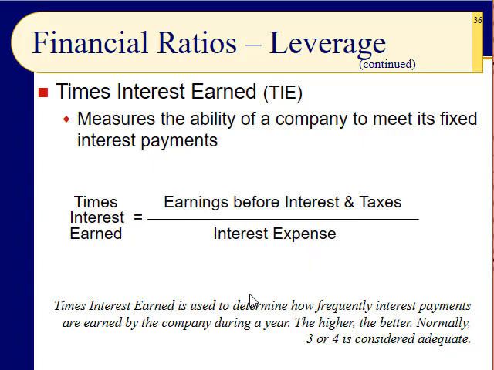Now, this is the one that Mr. Graham was really keen on. Times interest earned is used to determine how frequently interest payments are earned by the company during a year. The higher, the better. 3 or 4 is considered adequate. In other words, every 3 or 4 months, you've earned enough money to pay all your debt payments. Not pay off your debt, just service your debt.